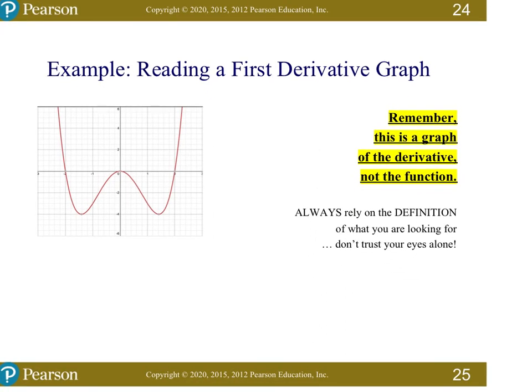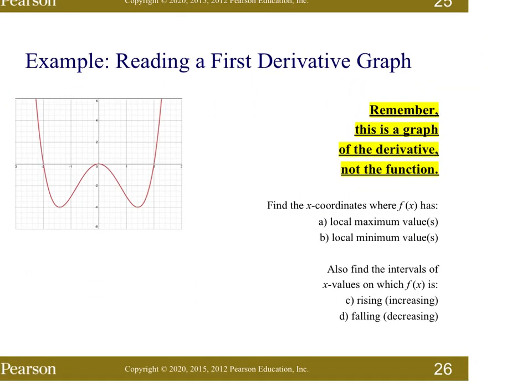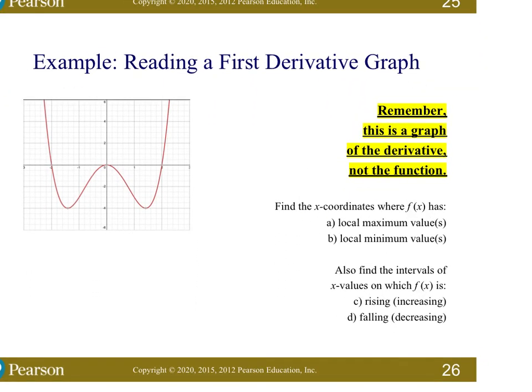Okay, so let's say that you're given a graph and you're asked to read this. Remember, you're looking at a graph of the derivative, and the most important parts of the graph of the derivative are where it either crosses the x-axis or is broken. And so we see that it crosses the x-axis at -2, and it crosses the x-axis at +2. It does not cross the x-axis at 0.